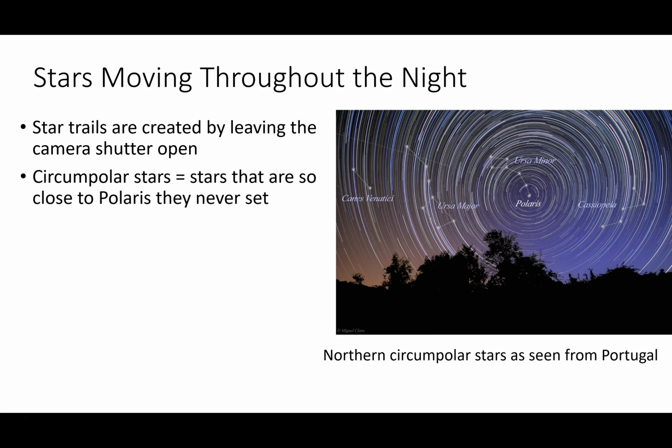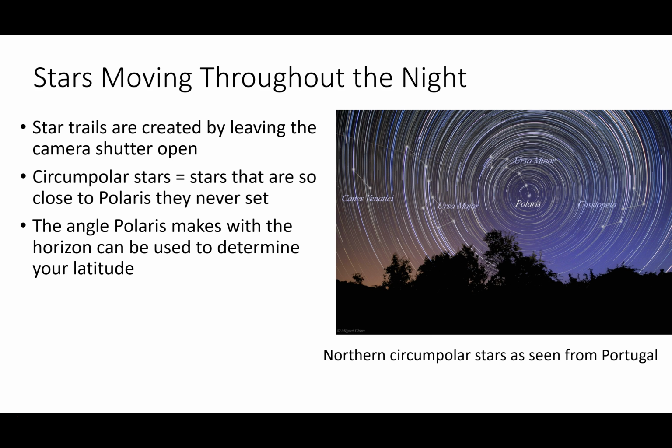Circumpolar stars. So I've been saying this for a little while. The angle that Polaris makes with the horizon for you is that angle right there. That is your latitude. Sailors used to use that to their advantage to know where they were with regard to the equator. Not longitude, but latitude. Okay, do you guys already have that one? Okay.